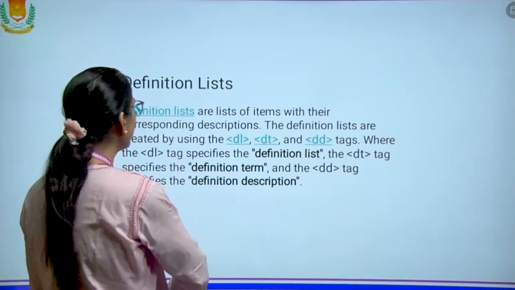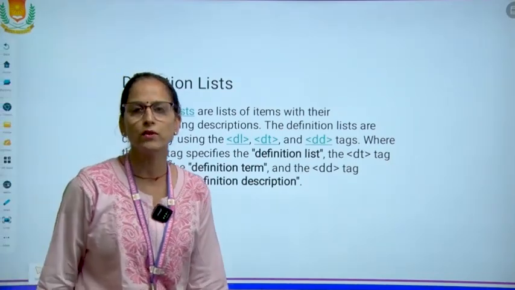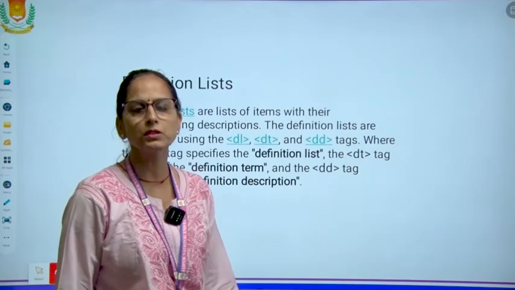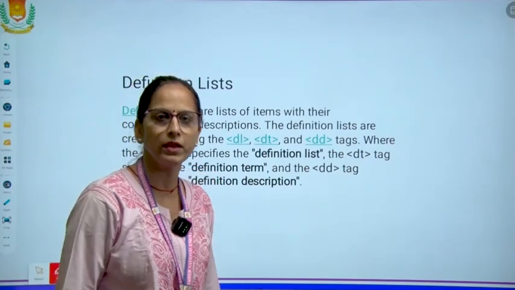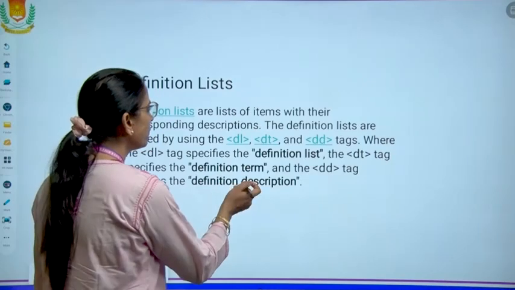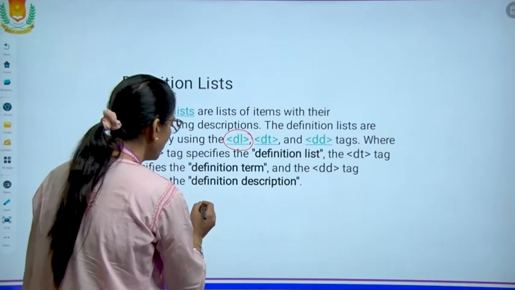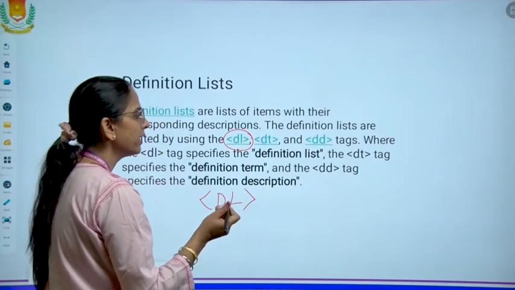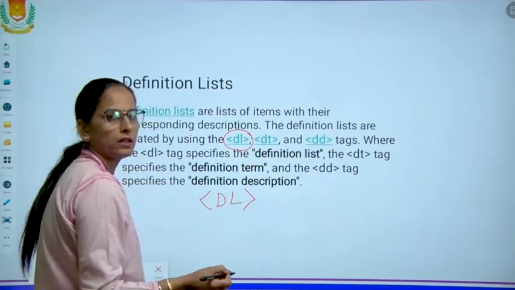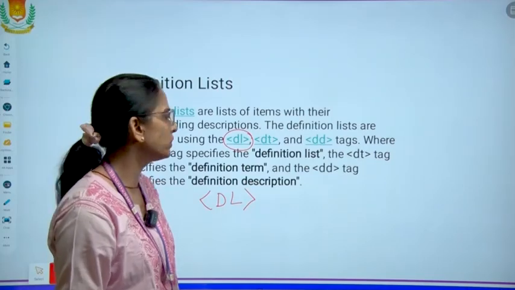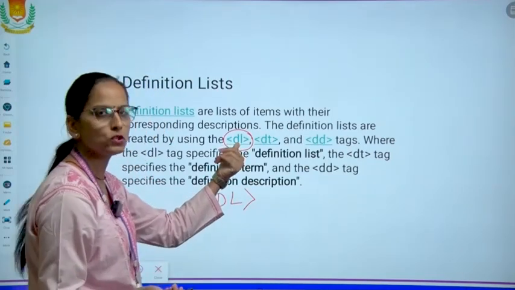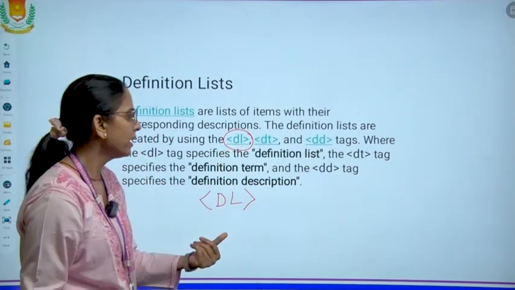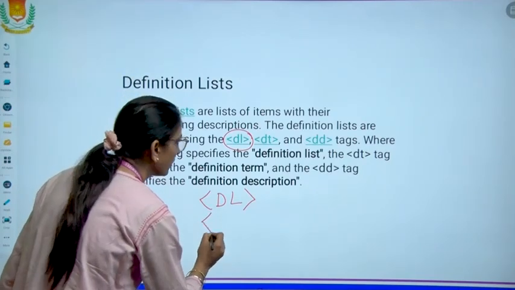Now here we have the third type of list, the definition list. The definition list is basically used to define descriptions and terms as definitions. So the definition list starts with DL. As HTML is not a case sensitive language, you can write DL in small letters as well as in capitals. It means the same.